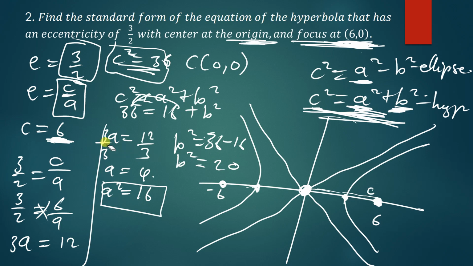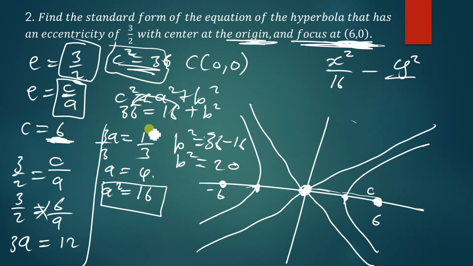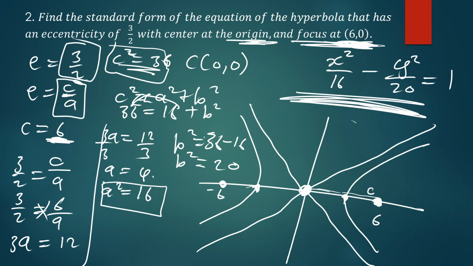So let me now write the final standard equation which I want us to find. Since it's along the x-axis, we expect x to be positive. So we say x squared over a squared, where a squared is 16, then a minus, and then y squared over b squared, where b squared is 20, and this is equal to 1. So this is the standard equation for the question.